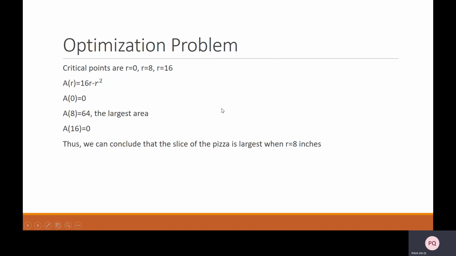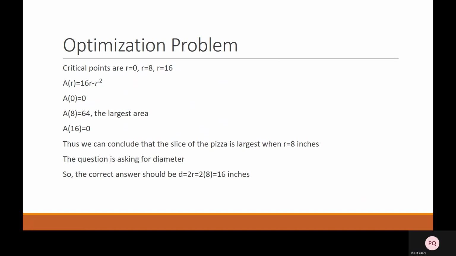Do you think we solved the question? Actually, no, because the question is asking for the diameter, so we need to calculate the diameter of the pizza. Diameter is equal to 2r. Substituting r equal to 8, we get that the diameter equals 16 inches. Now we have solved the problem.